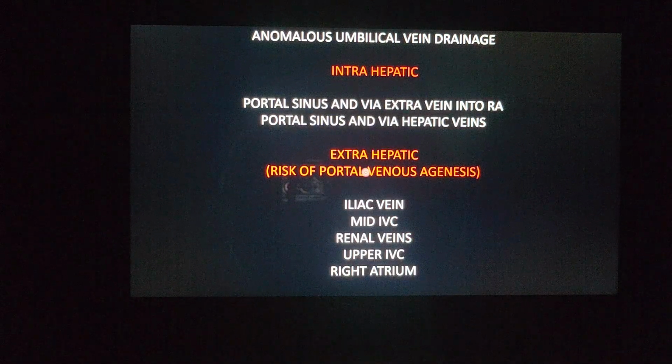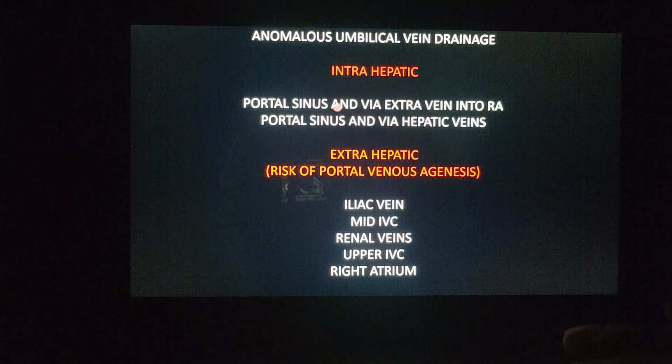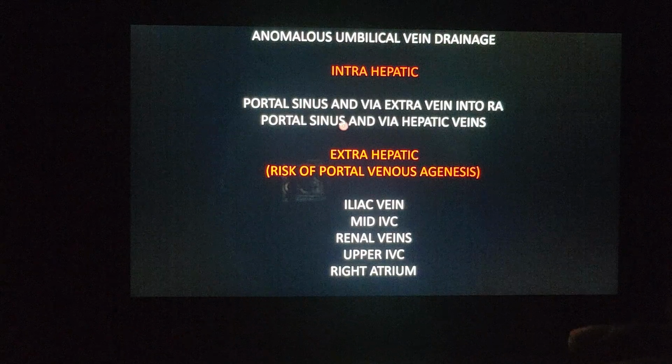Now we will look at anomalous umbilical venous drainages. Broadly, we can classify it into intrahepatic and extrahepatic. Now, if the umbilical vein goes into the liver and to the portal sinus, that is an intrahepatic drainage.